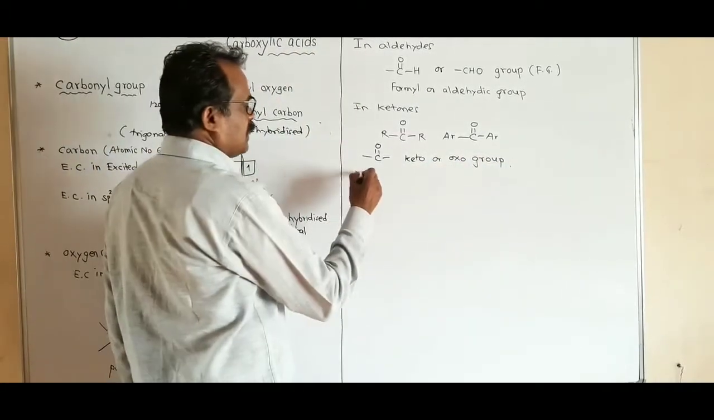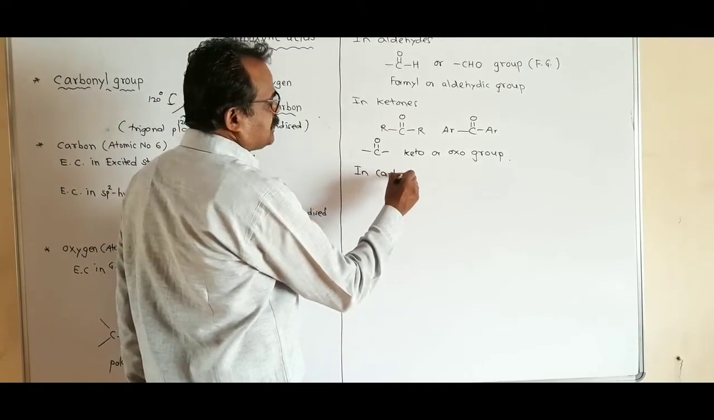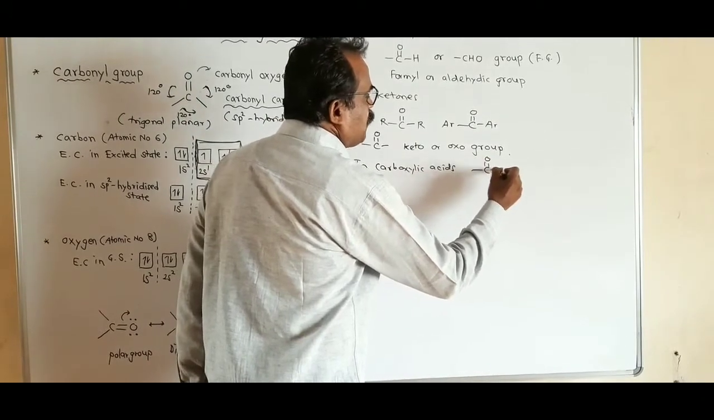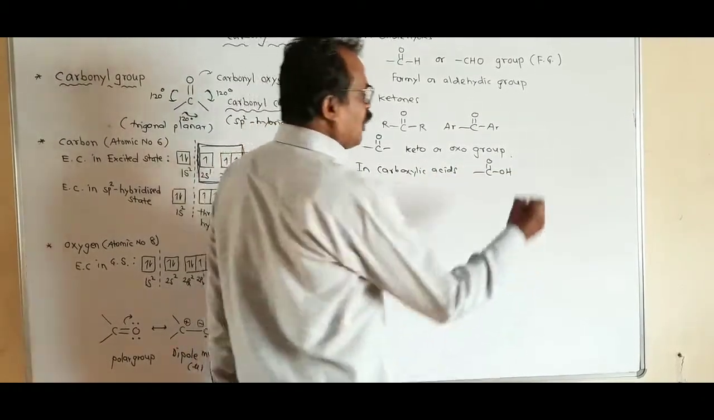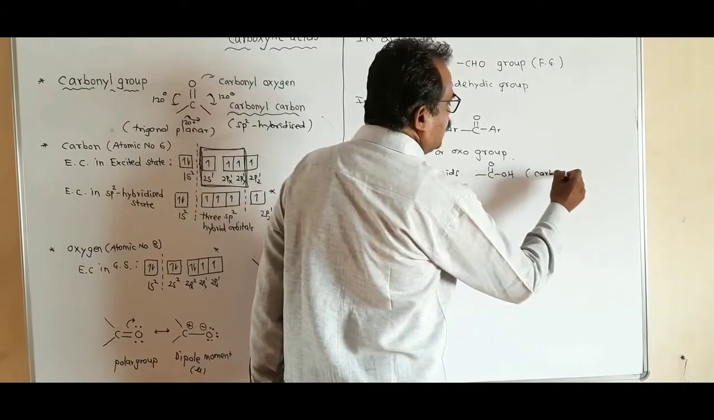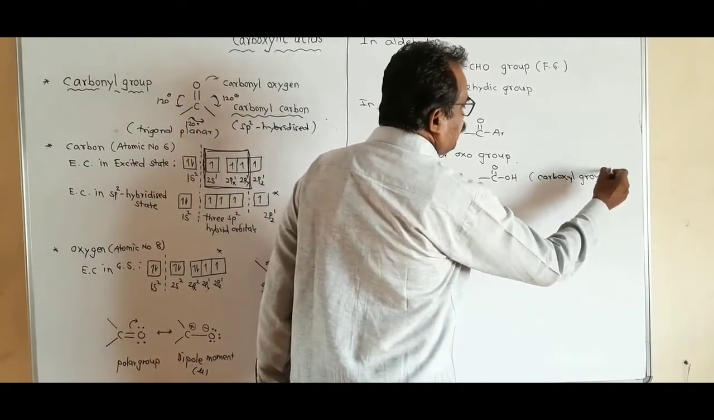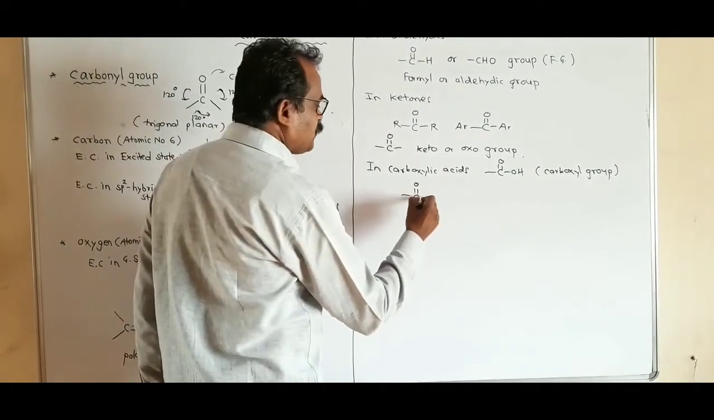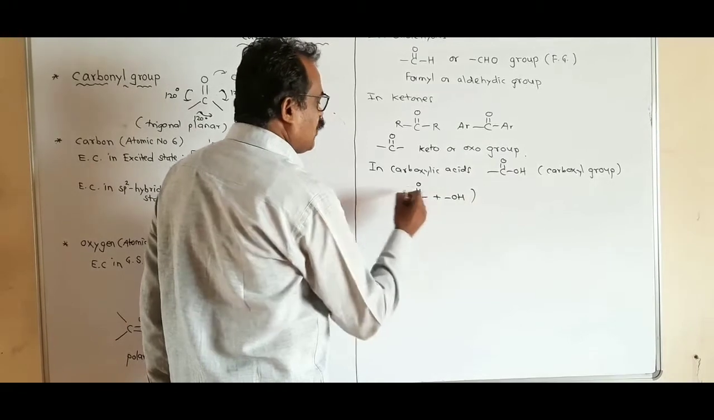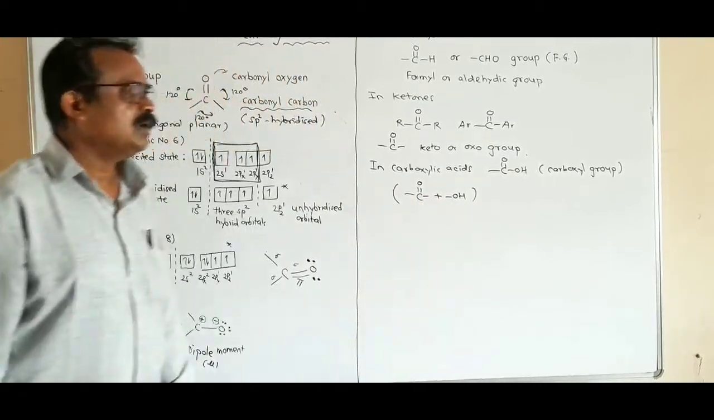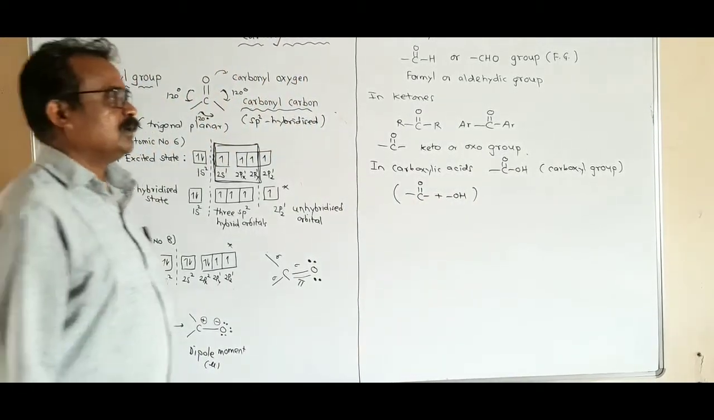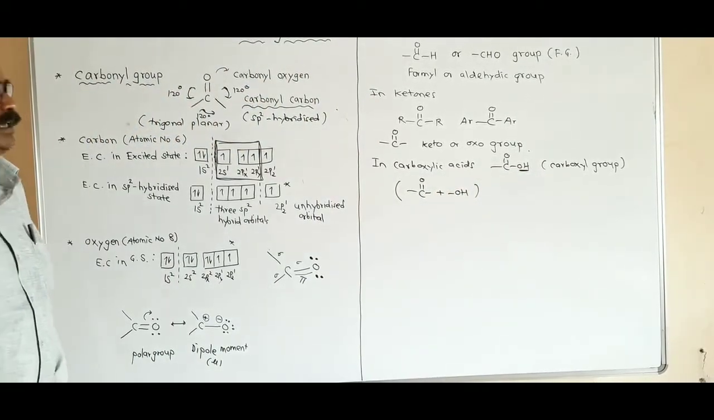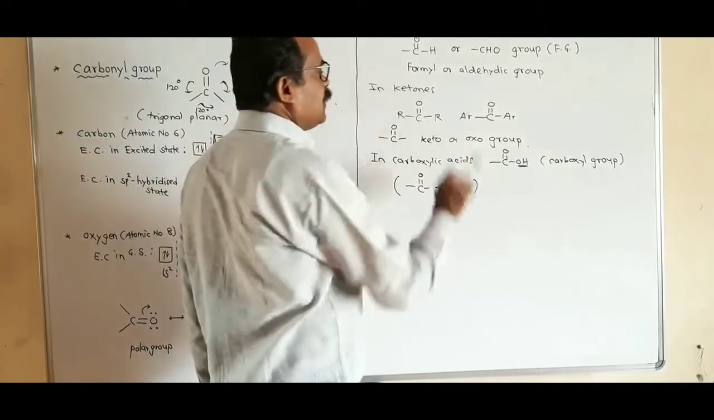While carboxylic acids contain the COOH group, called the carboxylic group, as a functional group. In this carboxylic group, the carbonyl group is attached to a hydroxyl group, and therefore it is called the carboxylic group. Due to this OH group, carboxylic acids are distinct from aldehydes and ketones.